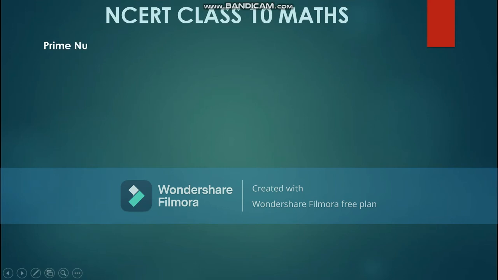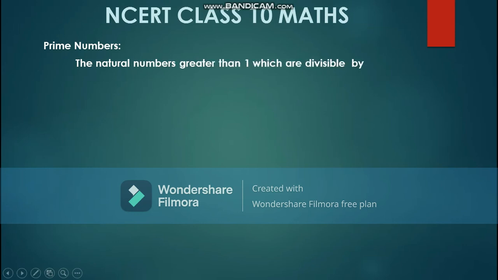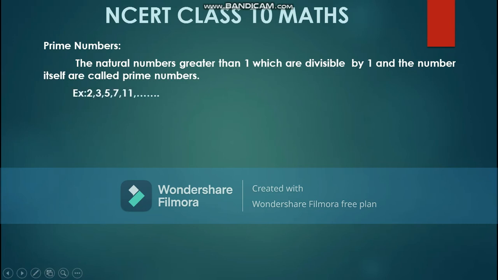Prime numbers. So what are prime numbers? Prime numbers are the natural numbers greater than 1 which are divisible by 1 and the number itself. For example, 2, 3, 5, 7, 11 are all prime numbers. These numbers are divisible by 1 and itself. That is, 5 is divisible by 1 and 5, and no other number divides it. So these numbers are called prime numbers.